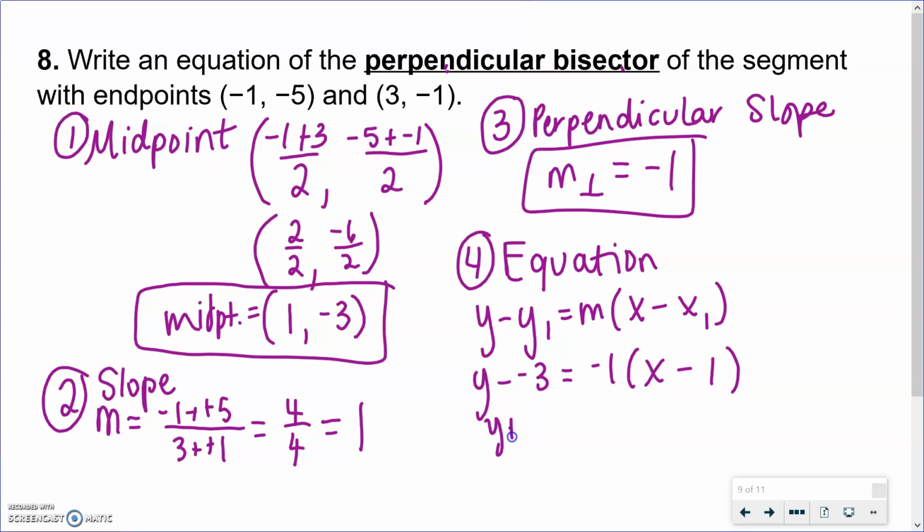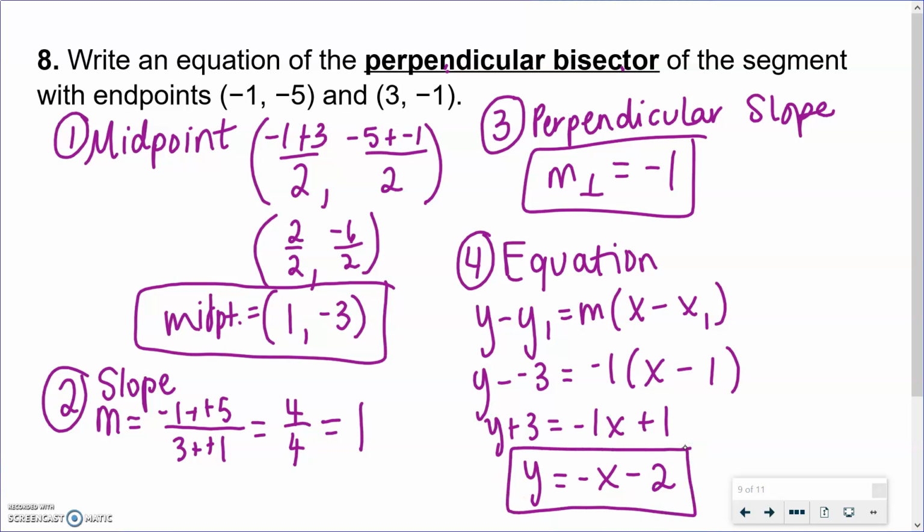So I can simplify that to y plus 3 equals -1x plus 1, or just -x plus 1, and then subtract 3 from both sides. So my final equation is y equals -x minus 2. Okay, but you're going to go through those 4 steps every single time when you're finding the perpendicular bisector. So first find the midpoint, then find the slope, then find the perpendicular slope, plug the perpendicular slope and the midpoint in to find your equation.